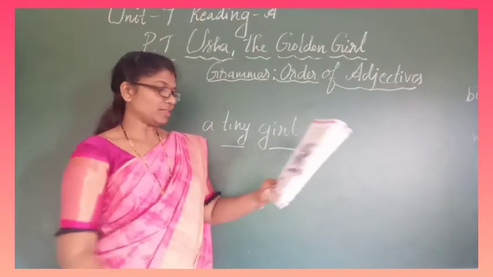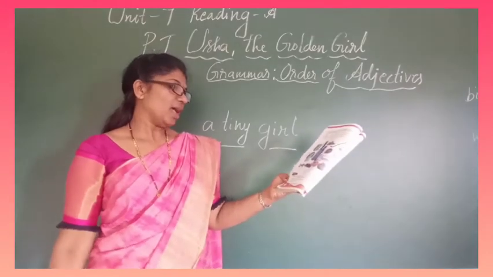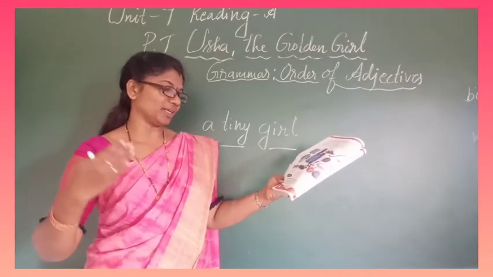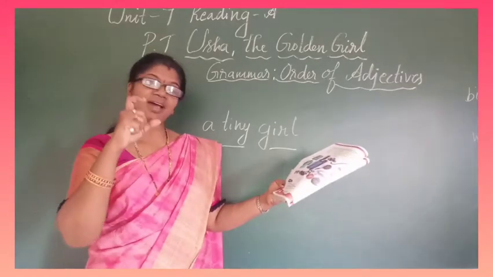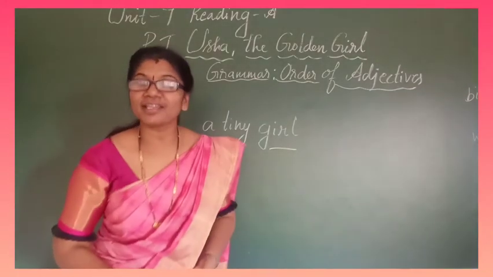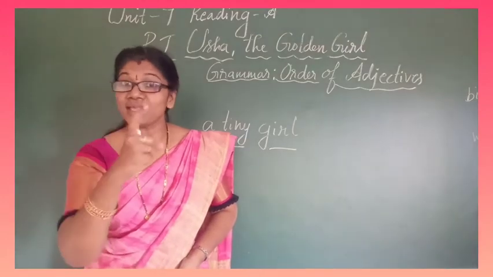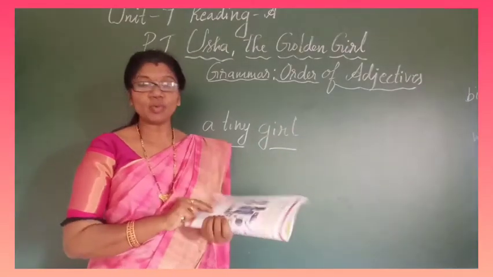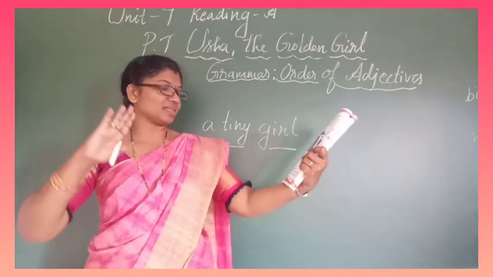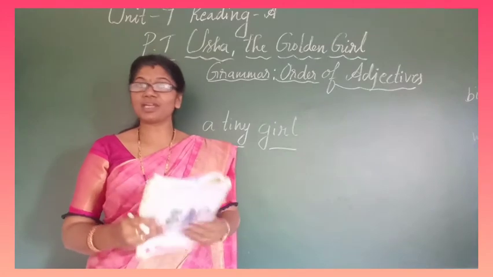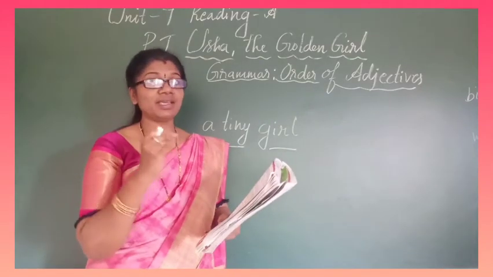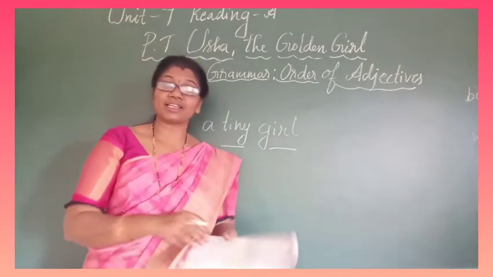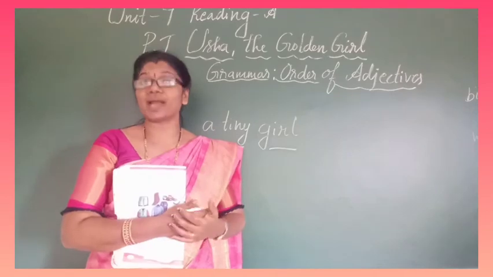Now see here, at 96. Adjectives and their order in a phrase. Look at the following sentences from the reading passage. Usha was a tiny village girl. What kind of girl? Tiny village girl. There are two adjectives, tiny and village. She was an extremely bright student. Again two adjectives. What kind of student? Bright student.